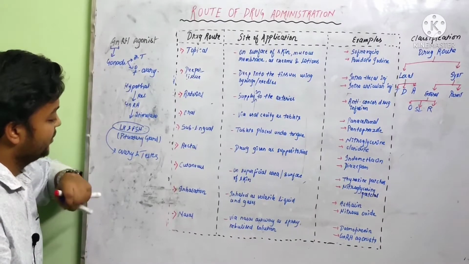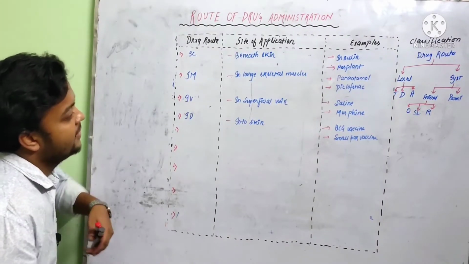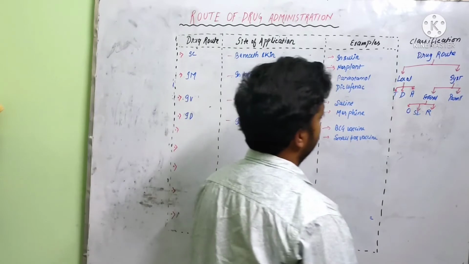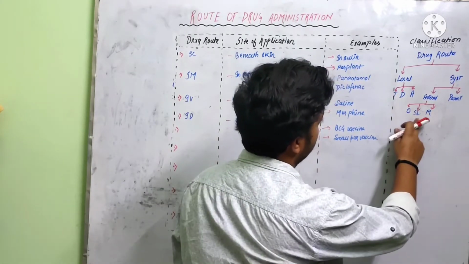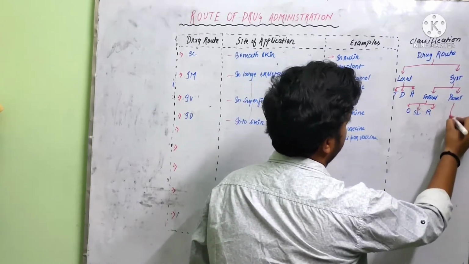Okay, so now let us talk about the next route. Before moving to the next drug route, let us first complete the classification chart. In the enteral we had the oral, sublingual and rectal. In parenteral we have two categories.